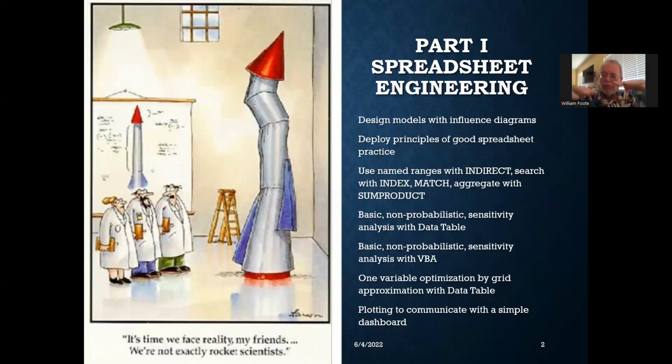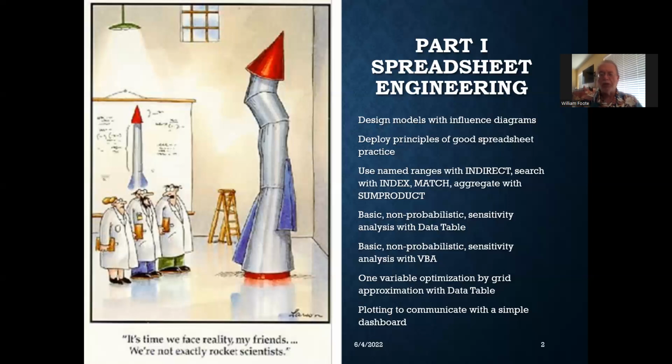You can ask questions about, well, how likely is that sensitivity? And that's where we get our notion in statistics, certainly, of expected value and ranges of expected value. Yeah, we're going to use a data table there. We can also do that with VBA. That's in the book. I want to emphasize that what we're going to do next here is a one variable optimization using a technique called grid approximation. Then we're going to plot and make a dashboard again, okay?